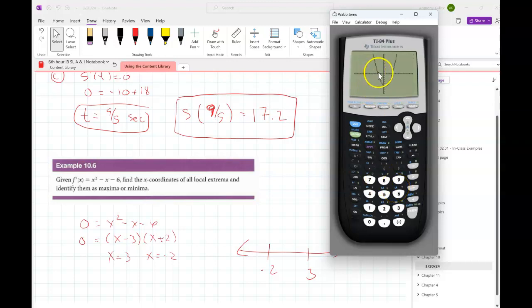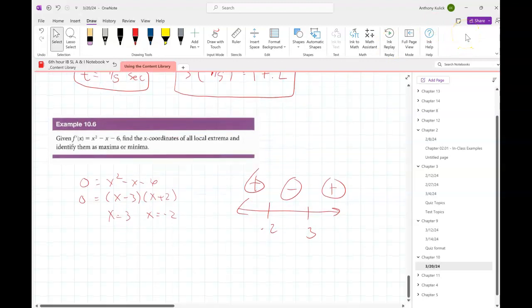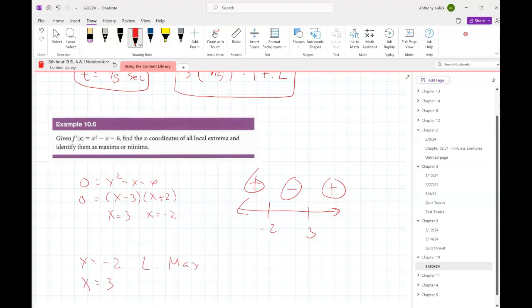So I notice before negative 2, we're positive. Between negative 2 and 3, we're negative. And after positive 3, it's positive again, right? There's my sine diagram. I didn't actually have to compute anything because it doesn't really matter. So this guy is a local maximum. And this guy here is our local minimum. Everybody feel okay there? I'm so proud of you.